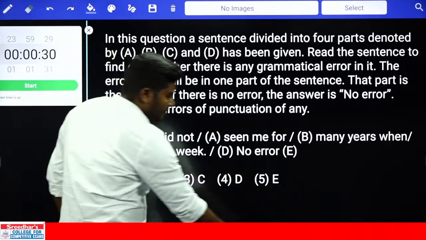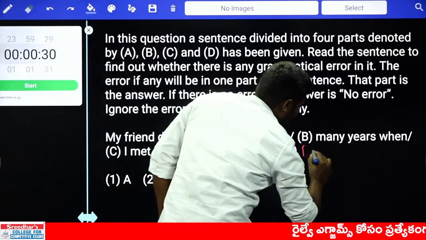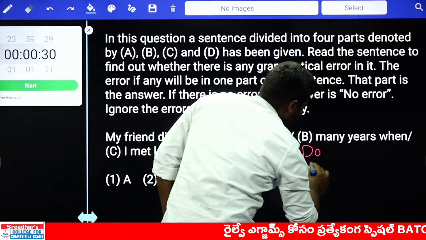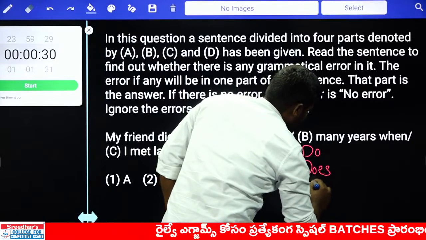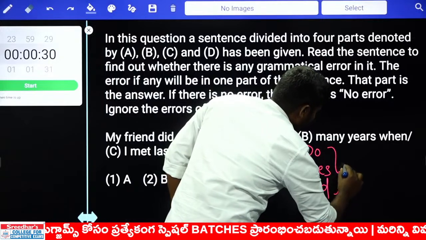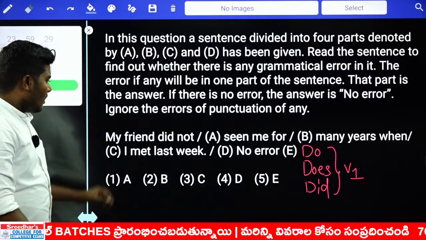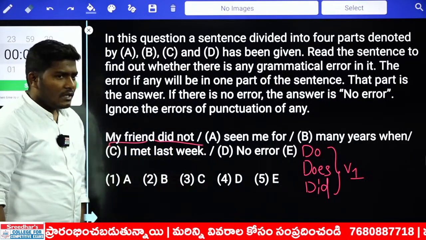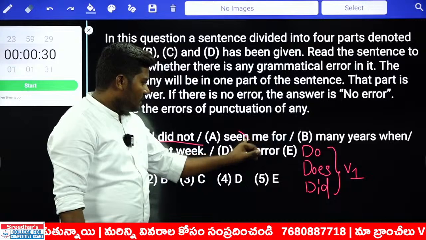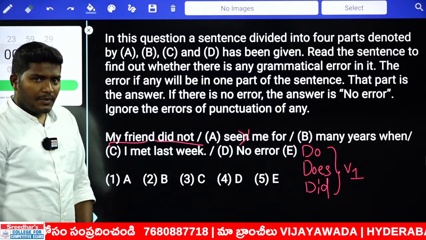What is the answer? That is the rule of do forms. What are the do forms we have? The do forms are do, does, and did. Yes or no? These three do forms are followed by V1. That is the basic rule which we know. My friend did not what? Did not see me.